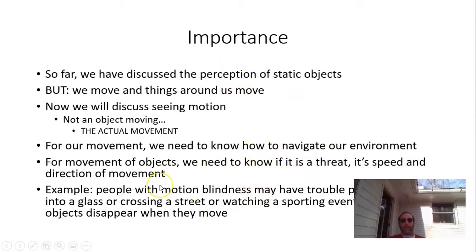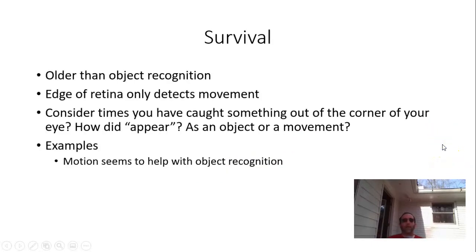Now, there are people who are blind to motion. So they can see objects, but as soon as the objects start moving, they lose it. And you can think about how hard it would be to pour a glass of water when you can't see the water move into the cup, or crossing a street, watching a sporting event, or even trying to sit through a lecture if the professor is moving around and doing anything.